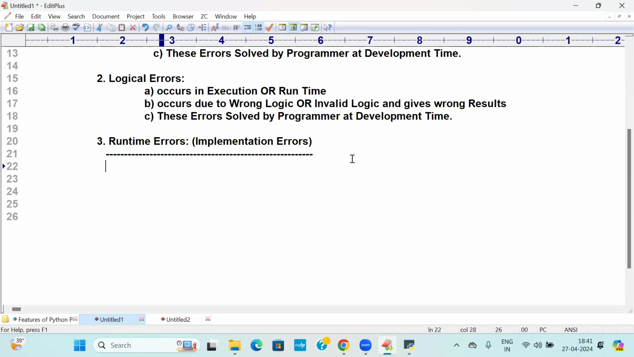Come on. Come on, fast. So now I'm telling you.